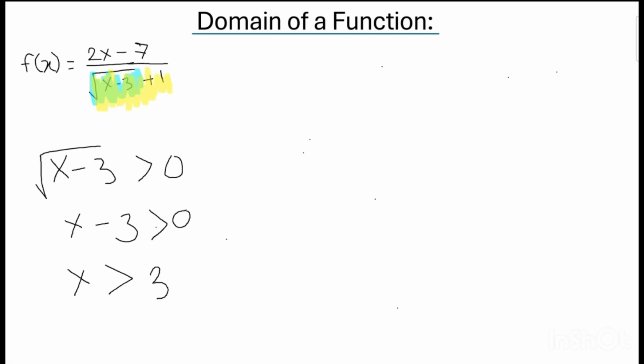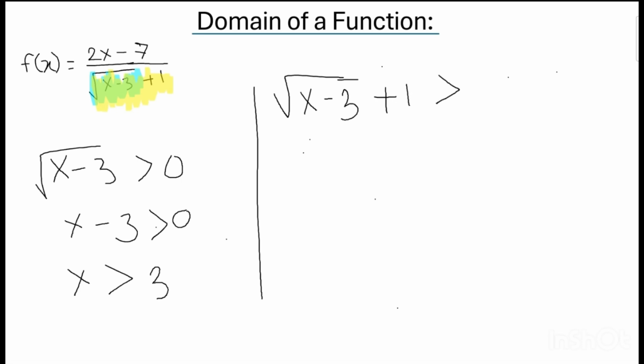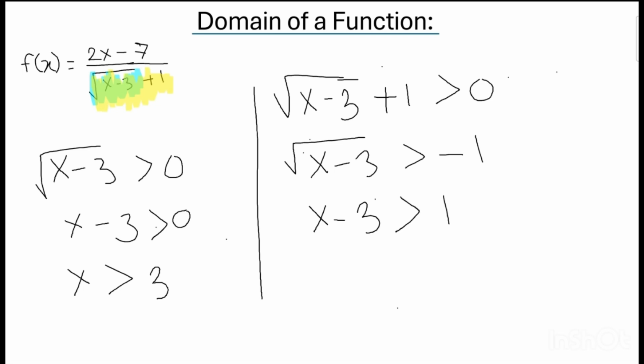Next step is to take the whole thing in the denominator, and this will be greater than 0. So root of x minus 3 plus 1 is greater than 0. Now we will solve for x. Subtracting 1 on both sides, we get root of x minus 3 is greater than negative 1. Now to get rid of the root, we will square both sides. By doing so, we get x minus 3 is greater than 1. Now the last step is to add 3 on both sides to get the value of x. So the value of x is greater than 4.